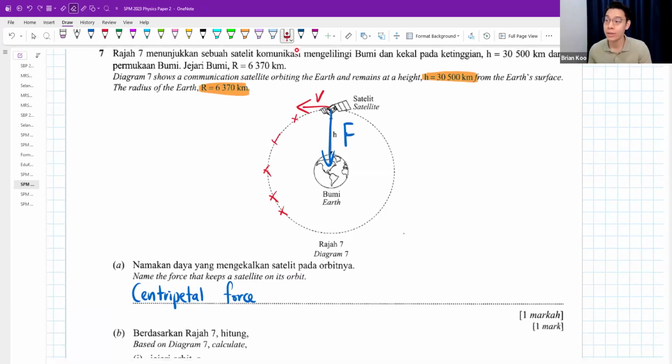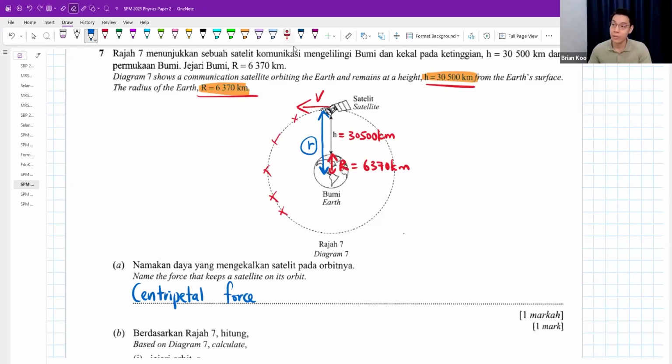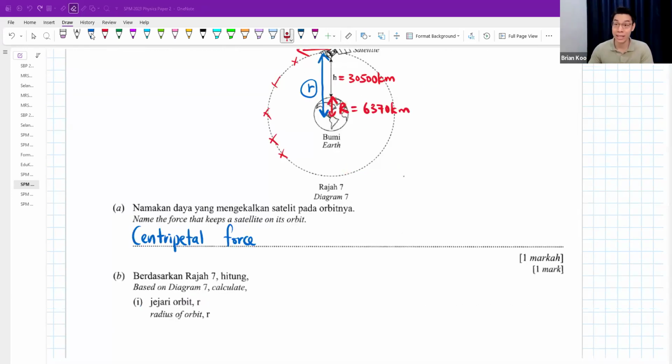They gave you the radius of Earth. They gave you the height. Radius of the orbit, meaning how big is this circle? You just add them up together. What is the total from here until here? Radius of orbit is what we commonly know as small letter r. Yeah, radius of Earth is what we commonly know as big letter R. Okay, so you just plus both together, then done already.